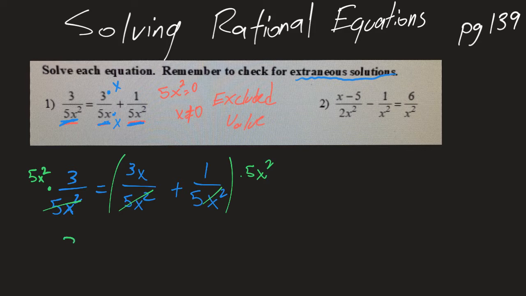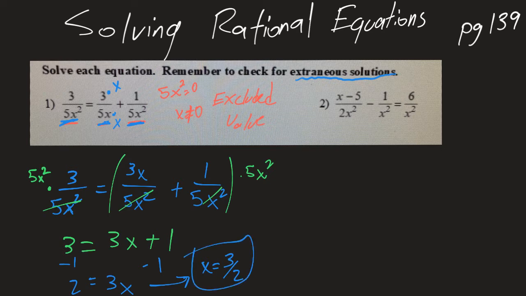And I'm left with just this: 3 equals 3x plus 1. And this equation is actually very simple for us to solve. We know how to do that. Minus 1, 2 equals 3x, divide by 3, and I've got x equals 3 over 2. Okay, I'm going to double check it against my extraneous value up here. It's not one of my excluded values, so we're good to go. We can check that off and say that solution is good.